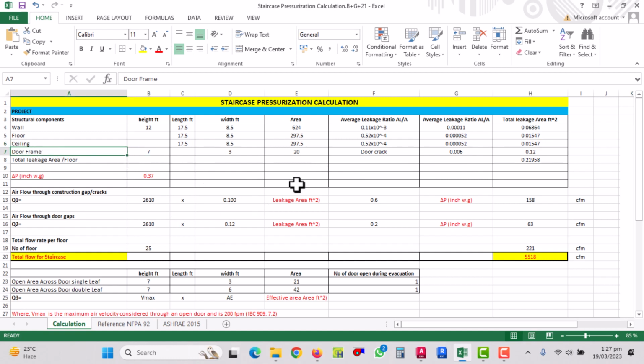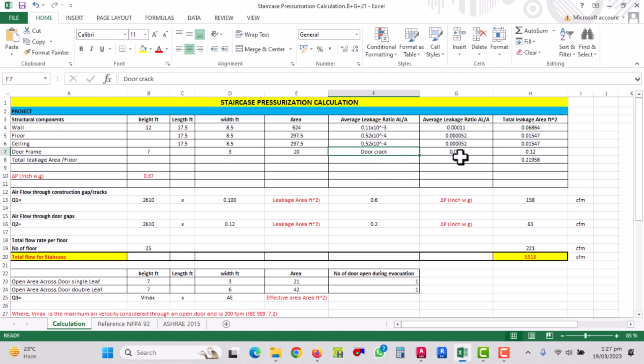And now we will calculate the leakage through the door. There may be some gaps beneath the door, so when the staircase is pressurized, the pressure will be lost to this area, to these cracks. So we will calculate the total door leakage area, which is 0.12. How do I calculate this? You need to add the height of the door frame and width of the door, and the area will be calculated automatically, which is roughly 21 square feet. Sorry, 20 square feet. These are all in feet and square feet.